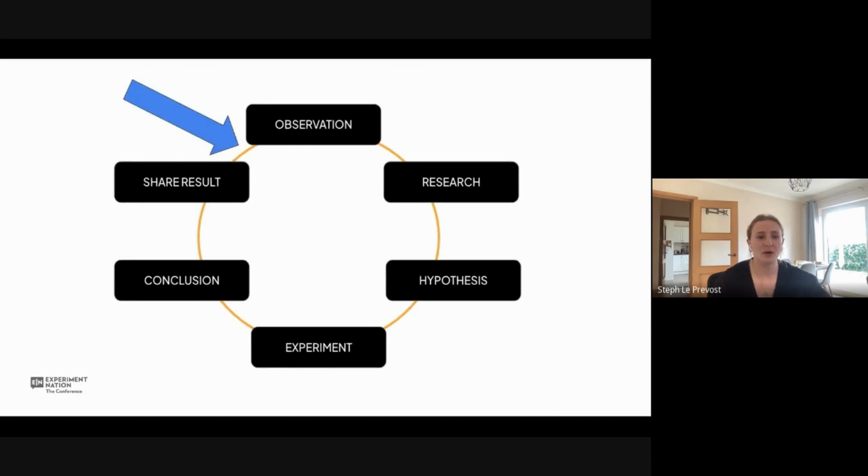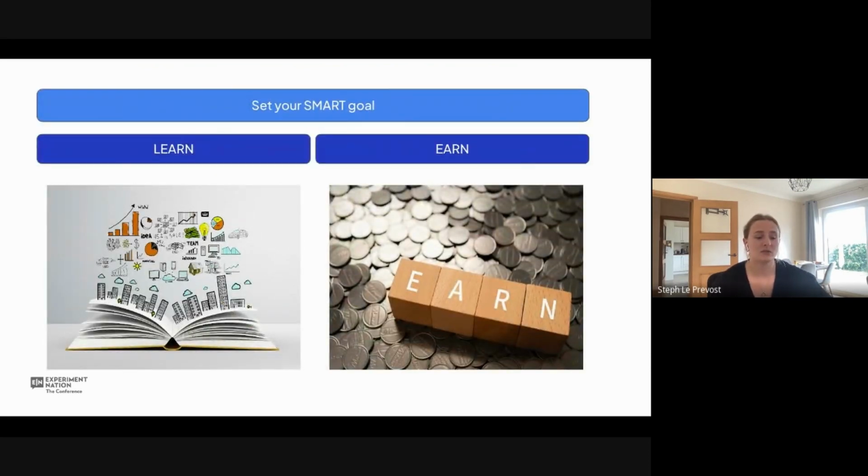So before you run any experiments, before you think about doing research, before you make any observations, ideally, you are starting your experiment program, but you don't really know where to start. I think everyone should sit down and talk to their stakeholders, talk to the people that are investing in experimentation, talk to their client if you're agency side, and you need to come up with a SMART goal for experimentation. And the reason I recommend this is because it really gives your experiment program a purpose, and it means that you're always measuring the impact that your experiment program is having.